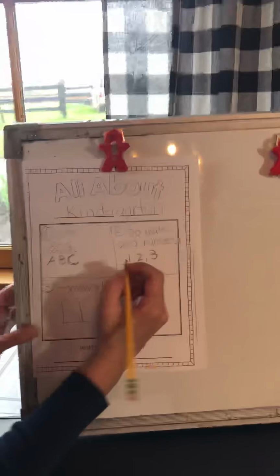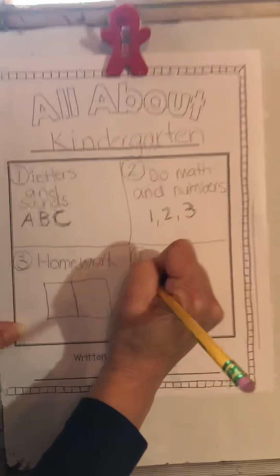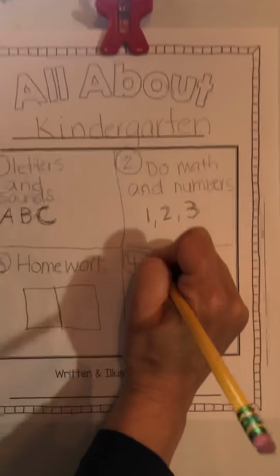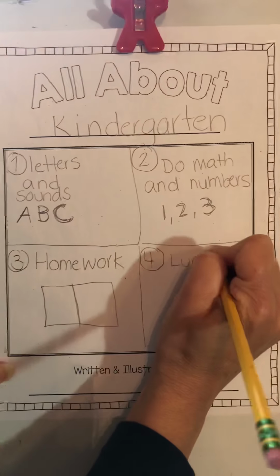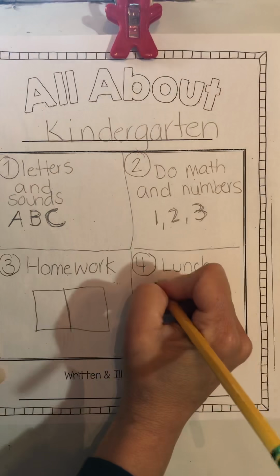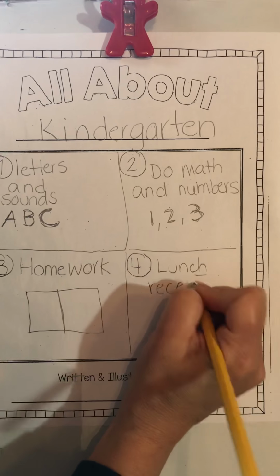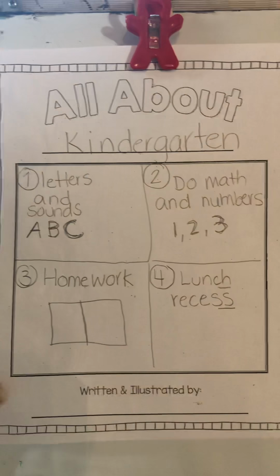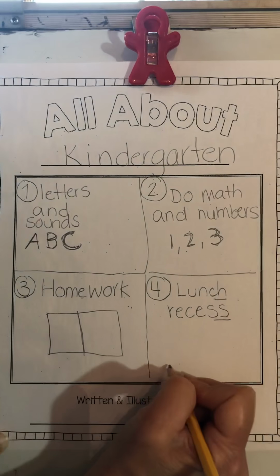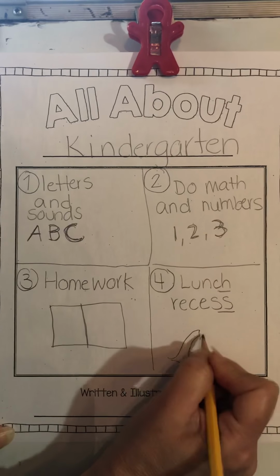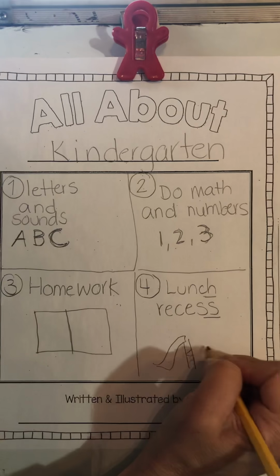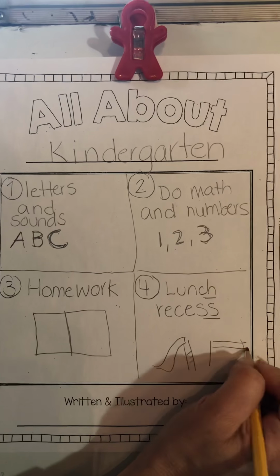Let's do one more. Fact number four, we know a lot about kindergarten. Boy, we are experts. Fact number four, lunch and recess. Oh my goodness, let's do lunch. Oh, it's got that ch sound like Charlie. And recess. Oh, it's got that sound. Ooh, we'll make a sliding board here. And let's make some monkey bars here.